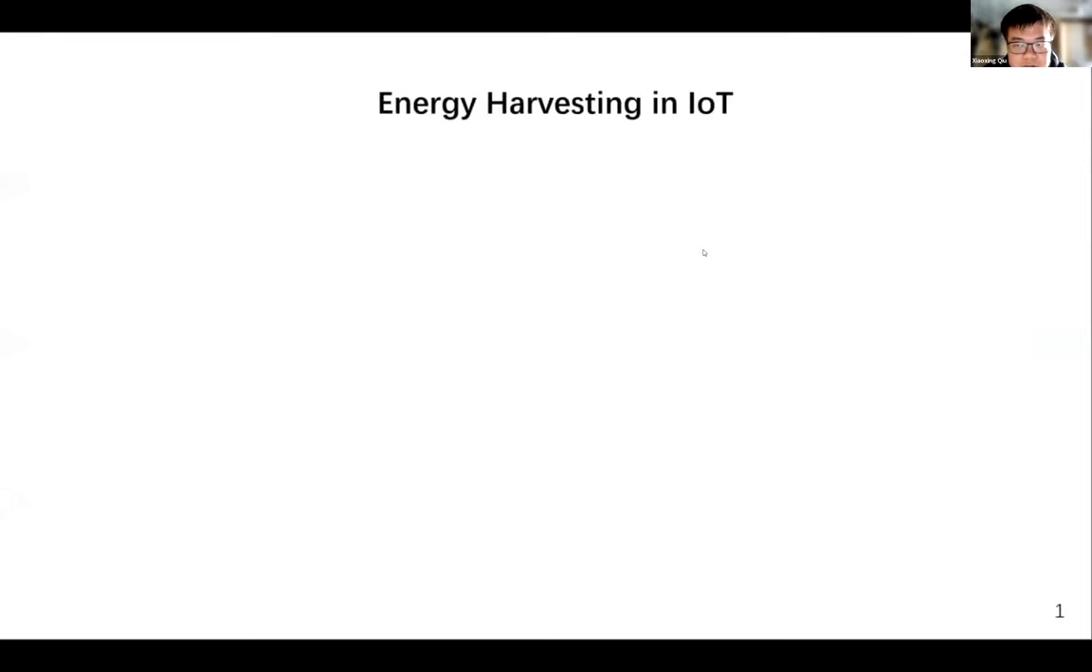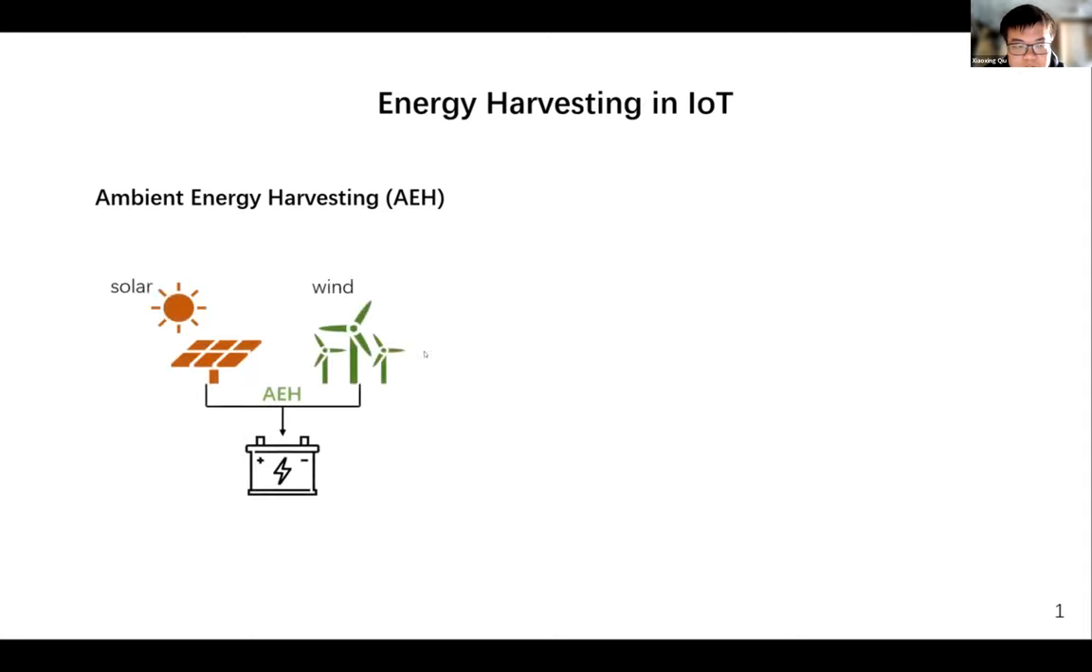In recent years, energy harvesting has been increasingly employed in many IoT systems to provide a clean energy supply for devices with low energy footprint. Among the many energy harvesting techniques, ambient energy harvesting is a promising one. It harvests energy from the environment, such as solar and wind, most of which are free and thus economically efficient.